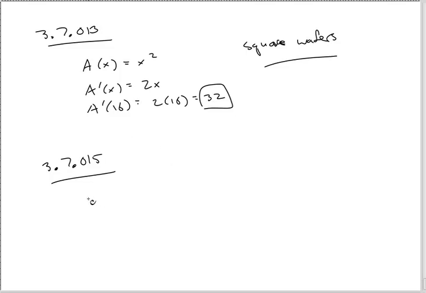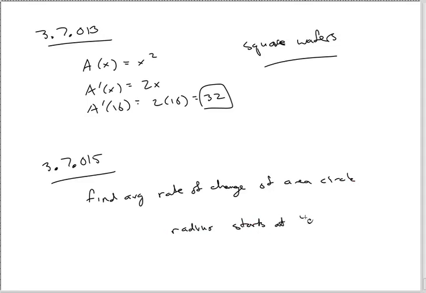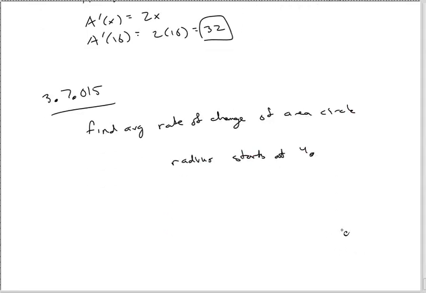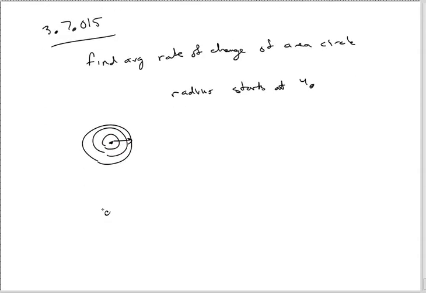All right, next problem. It says find the average rate of change of the area of a circle. Oh my, here we go. Of the area of a circle, and it says my radius starts at 4. So I have a circle, and I'm guessing it's going to ripple out. So what is the rate of change for the area as my radius increases?